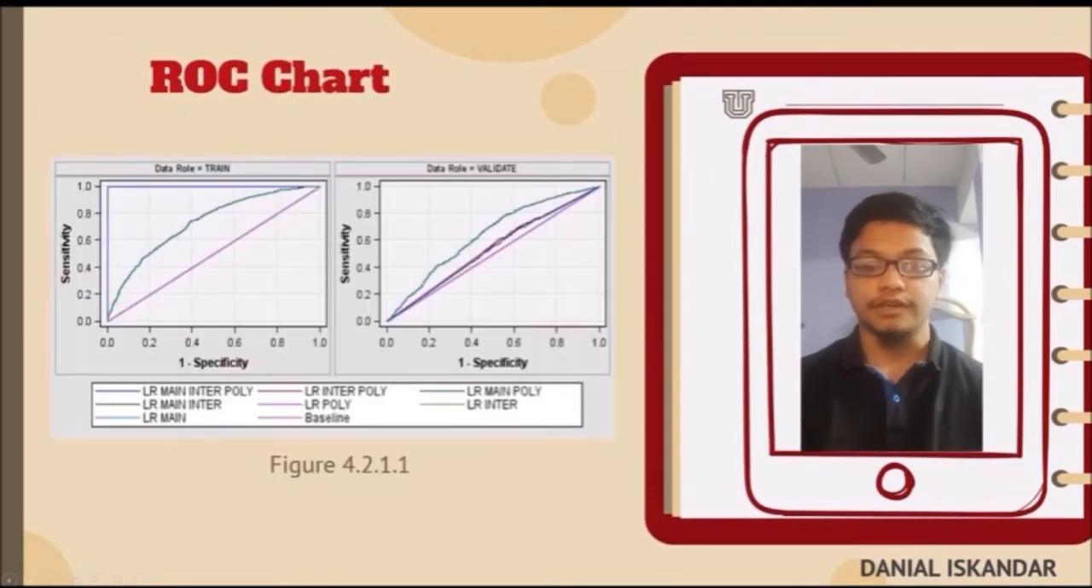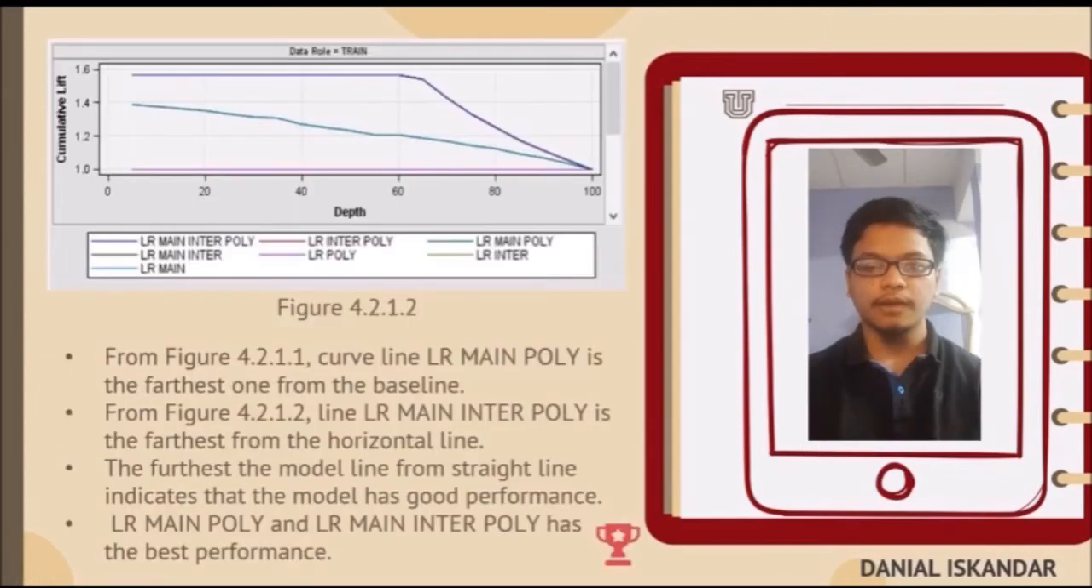From these two figures, we can see that the curved line LR main poly is the farthest one from the baseline. As you can see from this figure, the line LR main inter poly is the farthest from the horizontal line. The further the model line is from the straight line, the better the model's performance. So we can conclude that LR main poly and LR main inter poly have the best performance.